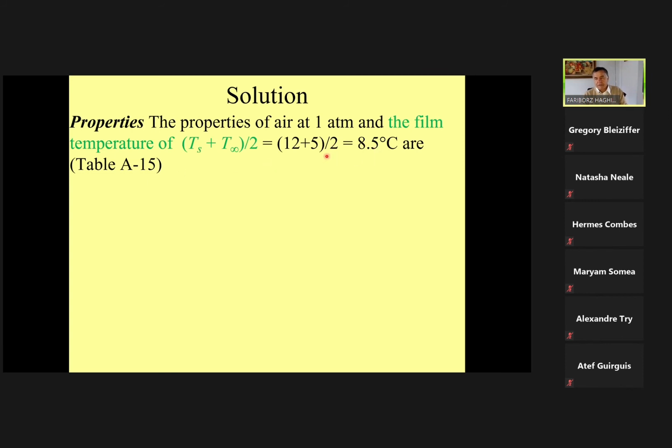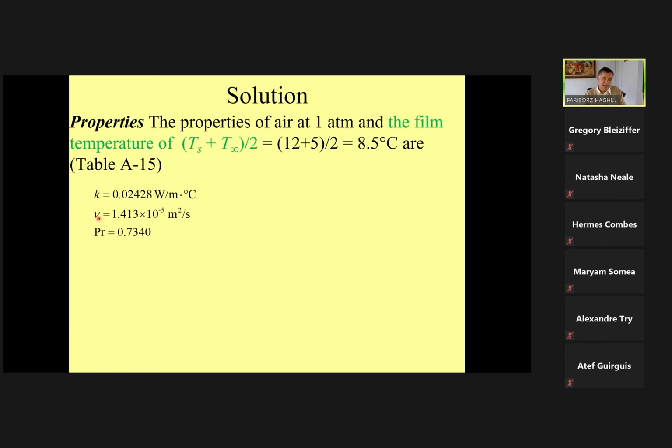Now we go again. I hope you bought your textbook and opened it. At the end, there are a lot of tables, and A15 gives you the physical characteristics of the air. In that table you can see the conductivity, the viscosity. Again, this is the kinematic viscosity.